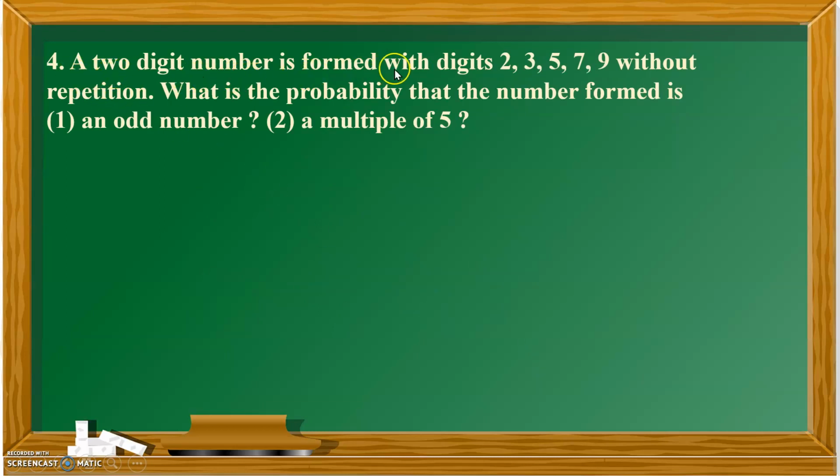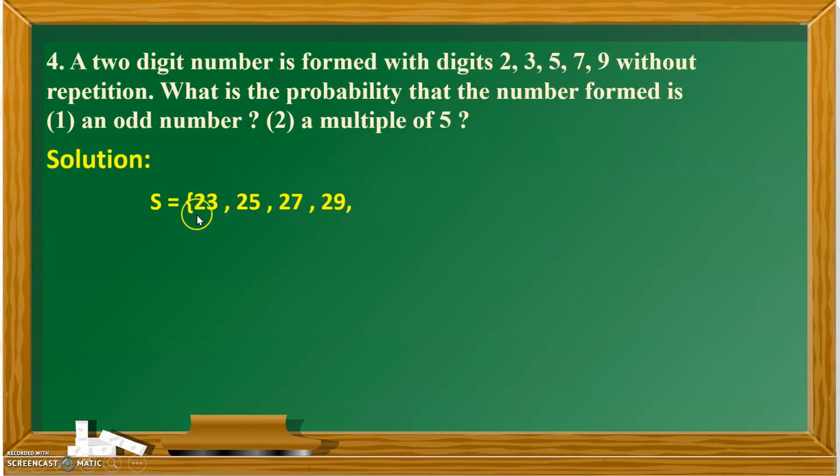A 2-digit number is formed with digits 2, 3, 5, 7, 9 without repetition. What is the probability that the number formed is an odd number, a multiple of 5? So let's start writing the numbers, children. That is a 2-digit number, and repetition is not allowed. So we'll start with 2: 23, 25, 27, 29. Then we'll have 32, 35, 37 and 39. Then 52, 53, 57 and 59. Similarly, starting with 7 and 9.